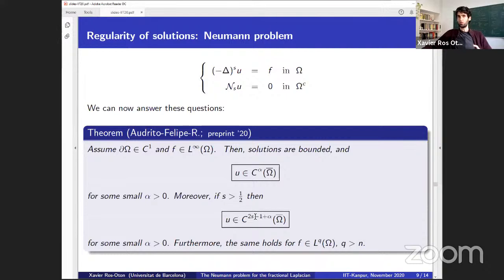Notice that if I put s equal to 1, here I'm saying that solutions are C^{1,alpha} up to the boundary. I think in the local case, you need the domain to be C1 for this to be true. Otherwise, I'm not sure. My guess would be that this falls in Lipschitz domains, and this is the best we can get, but for this, you really need C1. Usually, the higher regularity you want, the better the domain needs to be.